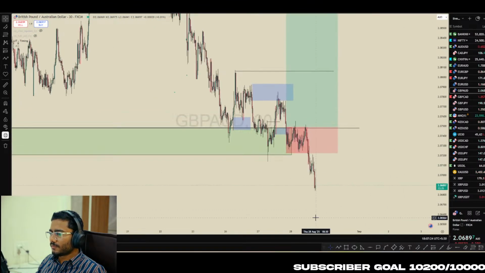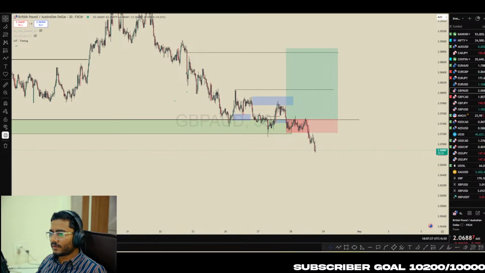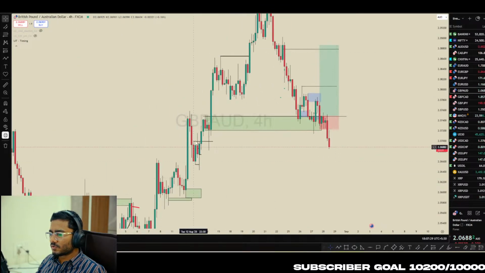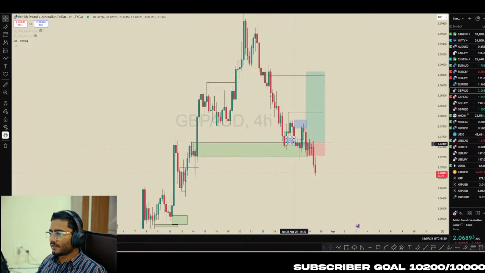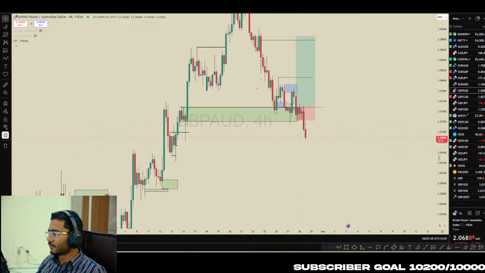GBP, same thing. This was a very perfect setup. If you look at the 4 hour, we had this strong low, there was an imbalance, and I was waiting for price to create a change of character. I entered, and then price hit stop loss over here, and now it has continued downside.